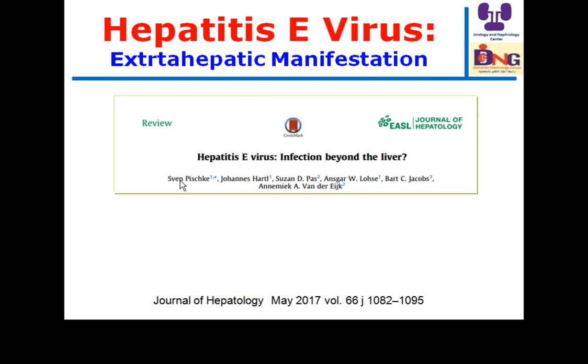So the last sector is the articles and the practical messages. Regarding hepatitis E, for a long time we considered hepatitis E a hepatotropic virus, where the patient will present just with hepatic manifestation.